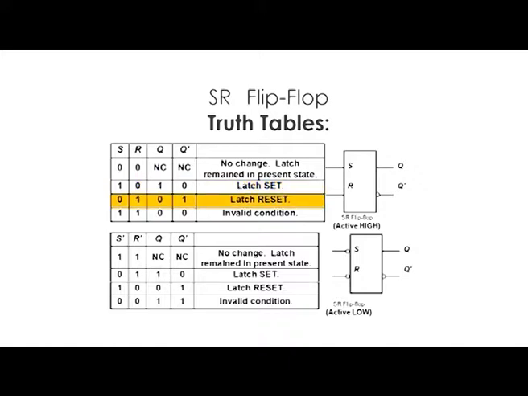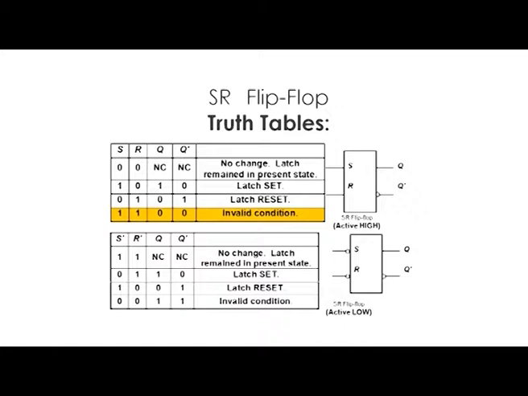On the other hand, if the set terminal is made 0 and the reset terminal becomes 1, as you can see in the next case, the Q output becomes 0 and Q complement becomes 1. This condition is called the reset condition of the latch.